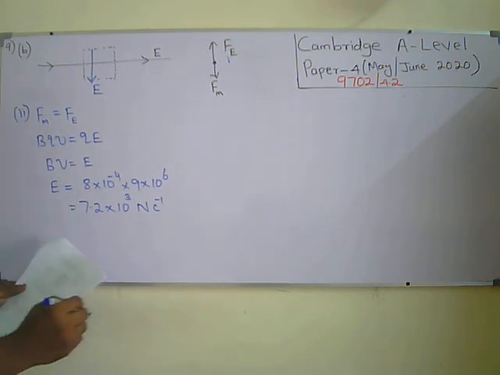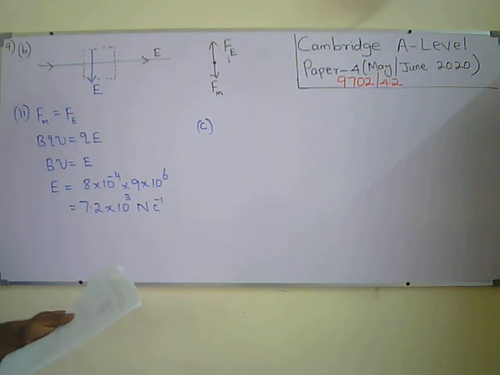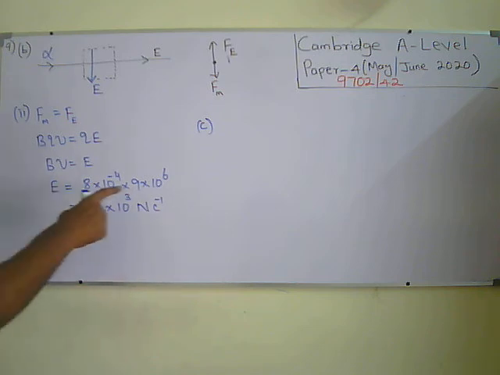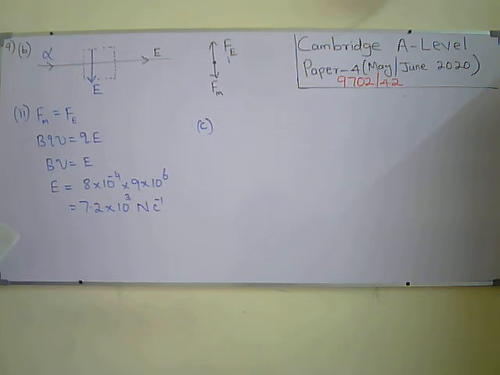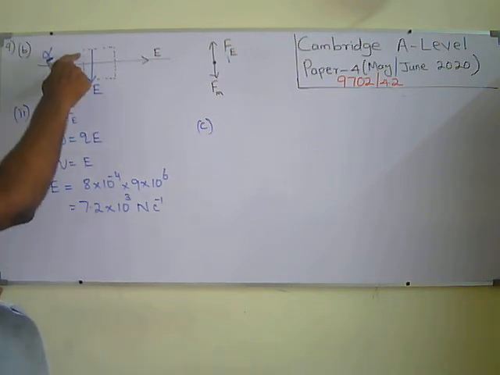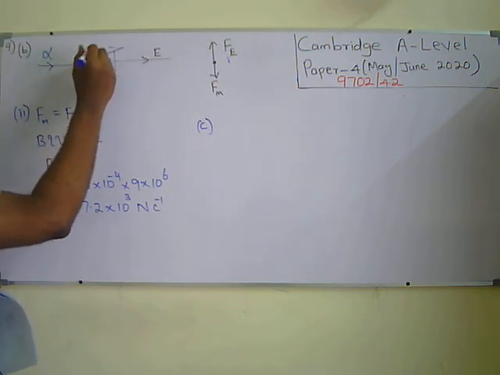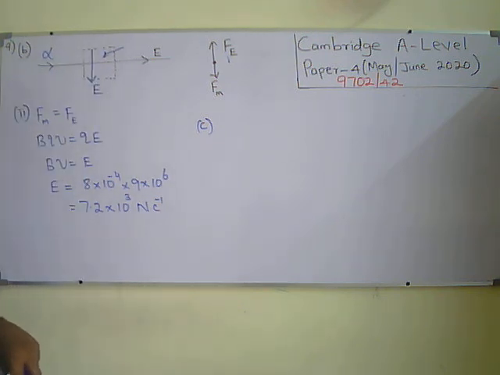And C part. Now the question C part: the electron in B is now replaced by an alpha particle traveling at the same speed. So earlier it was an electron, now an alpha particle traveling at the same speed, along the same initial path as the electron. Describe and explain the shape of the path in the region of the magnetic and electric field. So when it passes through this region, which consists of both electric field and magnetic field, what will happen to its path?